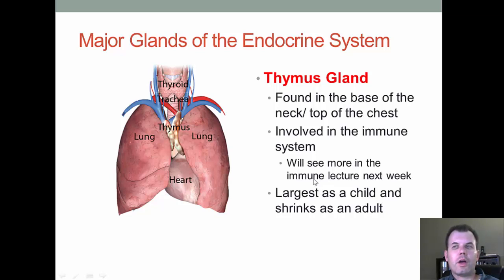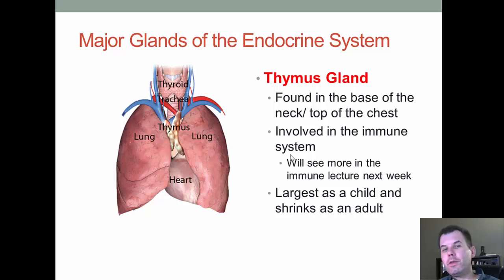So next week we're going to talk a lot about the immune system. Now this is located in between your lungs and your heart, so it's near the center of your chest. And it's really involved in the immune system. This is where your T cells go and mature. When you're a child, you have a very large thymus gland, but as you hit puberty, this gland gets smaller and smaller.